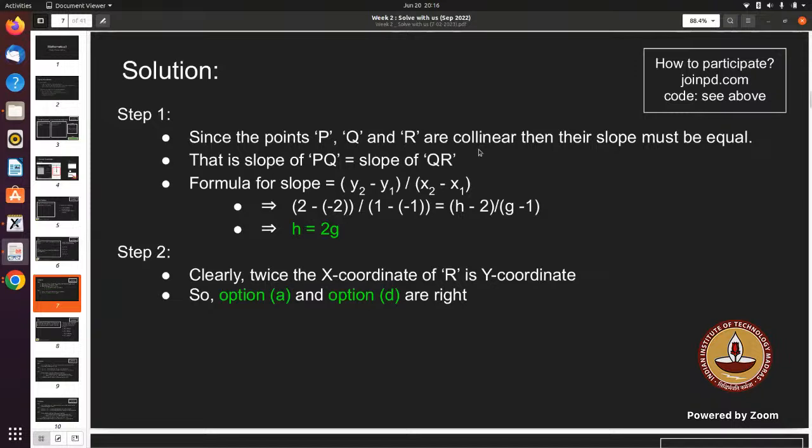No, these are collinear. I am saying they are part of the same straight line, right? Because PQ and QR, Q is the intersection point. So even if they are parallel, they should be the same, a single straight line, right? Because Q lies on both of them. Have you understood what I am saying?